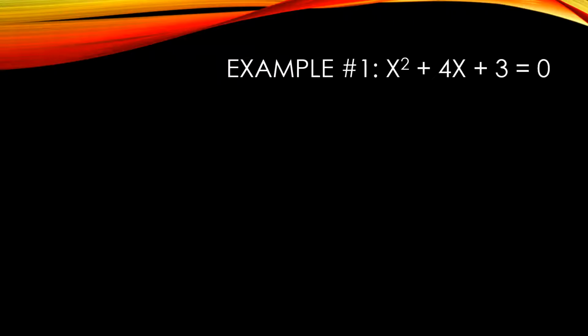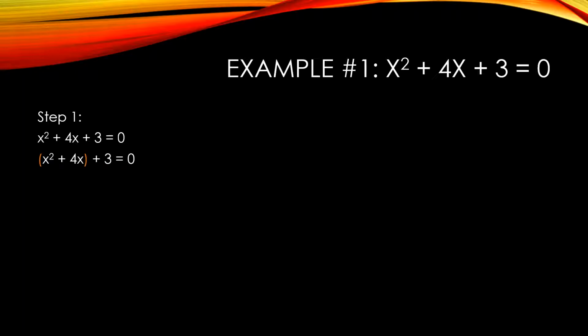Here we have example number 1, x squared plus 4x plus 3 equals 0, and this is in standard form, converting it over to vertex form by means of completing the square. Let's get it started. So step number 1, bracket off the first two terms. Both of those terms should have variables. So in this case, we're going to put brackets around x squared and 4x.